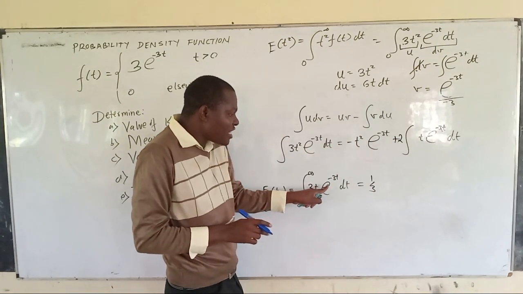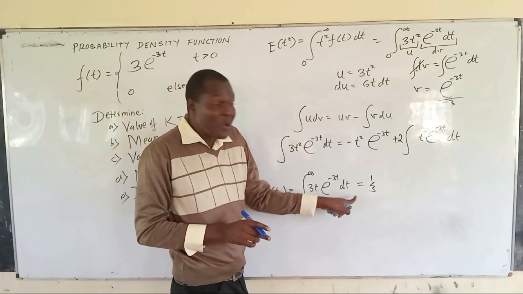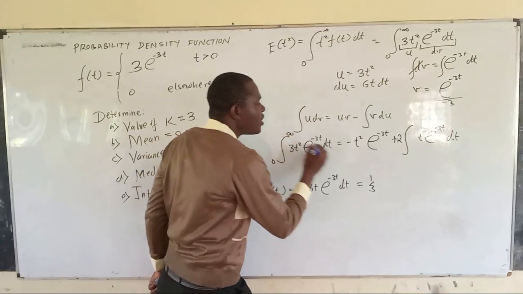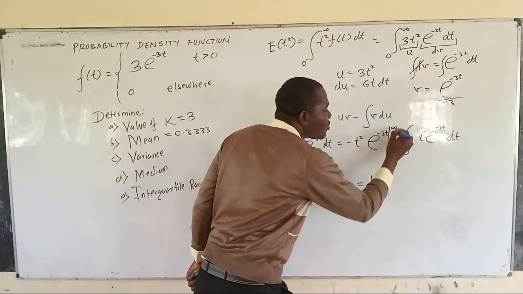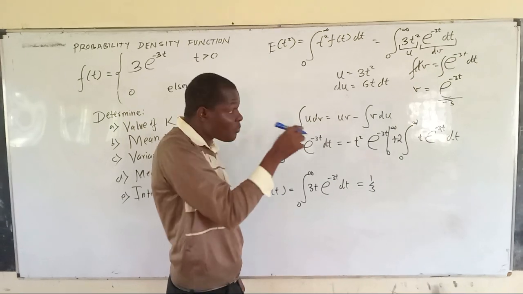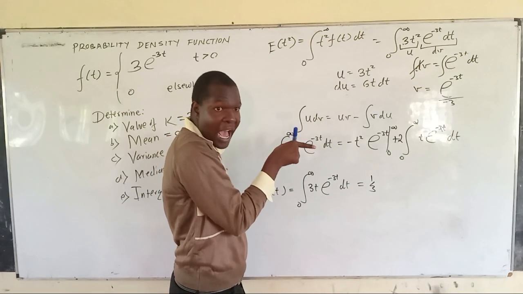For you to get the integral of 3t e^(-3t) dt, the answer was a third, wasn't it? Remember this limit, from 0 to infinity. Look at the way to do these things. You don't do it fast here. Here you are already done, okay?